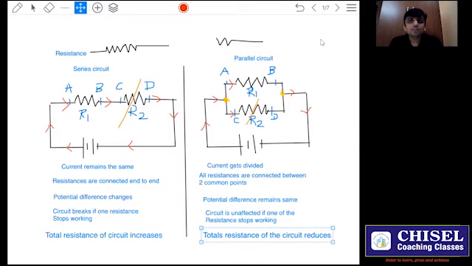In the next video, what we will see is the difference between, or what do you mean by the terms resistivity and heating effects of electric current, and a few examples of how to solve series and parallel circuits.